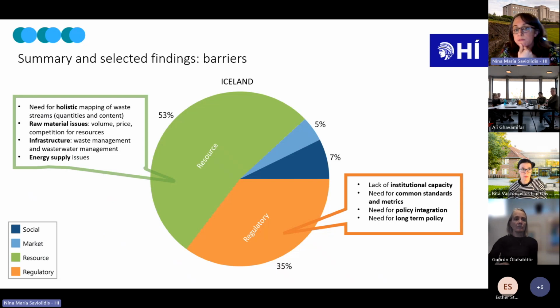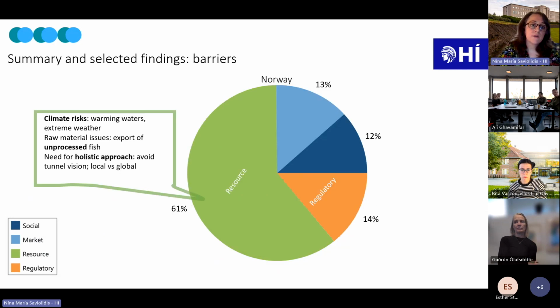And then in terms of regulatory, also an Icelandic issue was that we do lack institutional capacity, and we do need more policy integration, and we need more long-term policy on bioeconomic issues in general and circular economy issues as well. And in Norway, you had this more general discussion on climate change and the effect of warming waters and what to do about extreme weather, and then also raw material issues in terms of all the export of unprocessed fish, which we discussed already earlier, so I won't go into it very long.